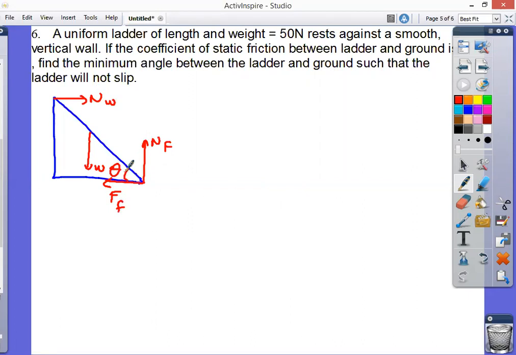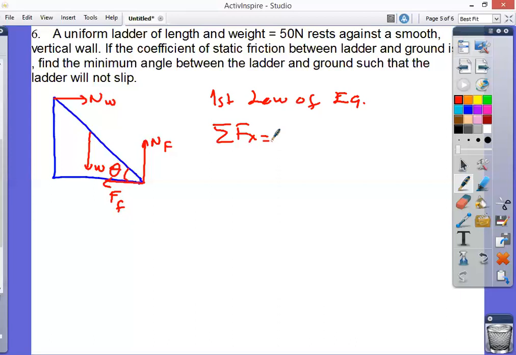So a uniform ladder of length L and weight 50 Newton rests against a smooth vertical wall. The coefficient of static friction between the ladder and the ground, I think it's given to you, we don't know about that actually. So let's apply the first and second laws of equilibrium. That's the first law of equilibrium. What does this tell us? It tells us the total force must be zero, right?